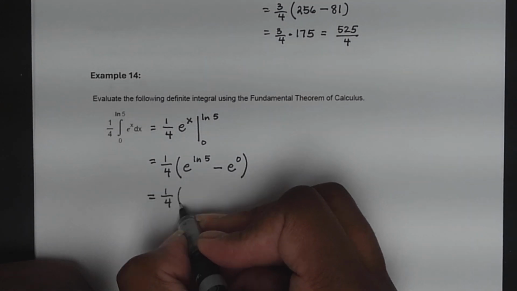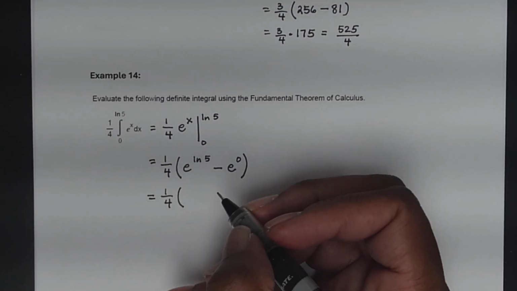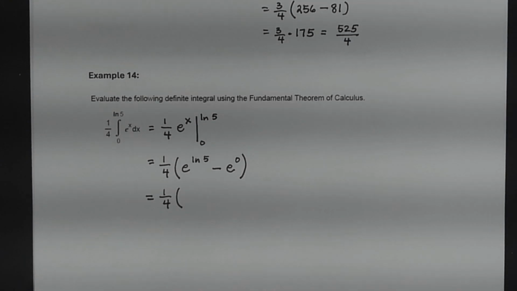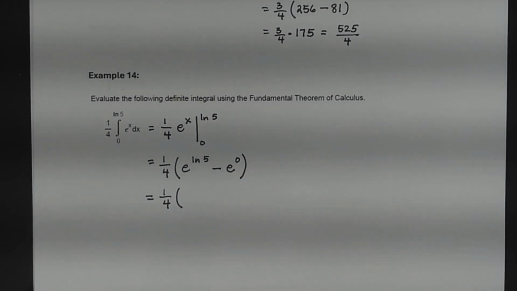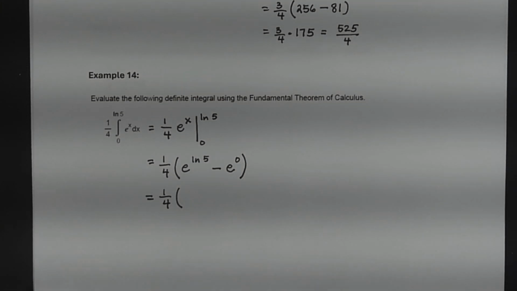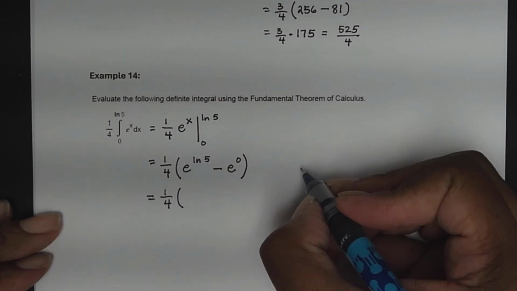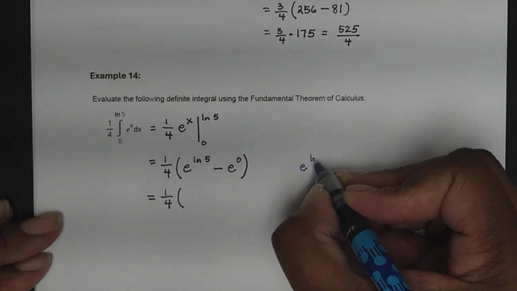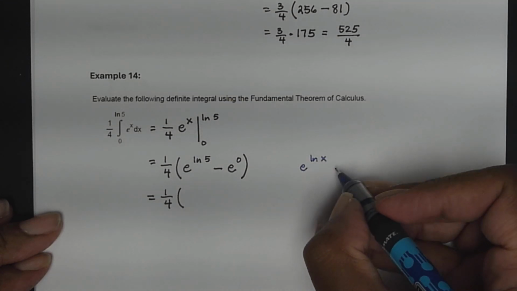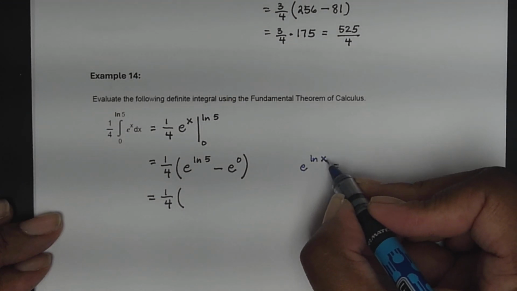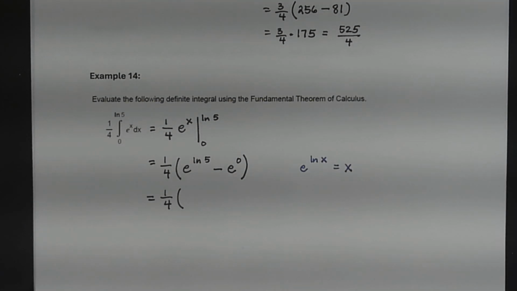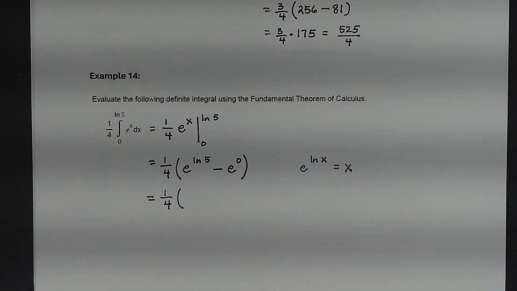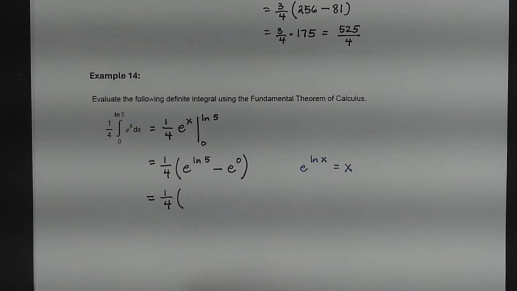So I have 1/4 times. Now, there's a property for natural logarithms and the natural base e that clearly states if you have e to the ln of whatever your exponent is, it's going to be x, because e and ln are inverses of each other. So e to the ln of whatever is whatever.